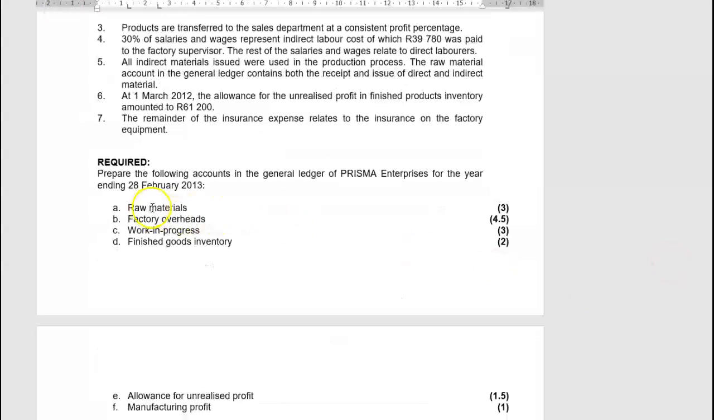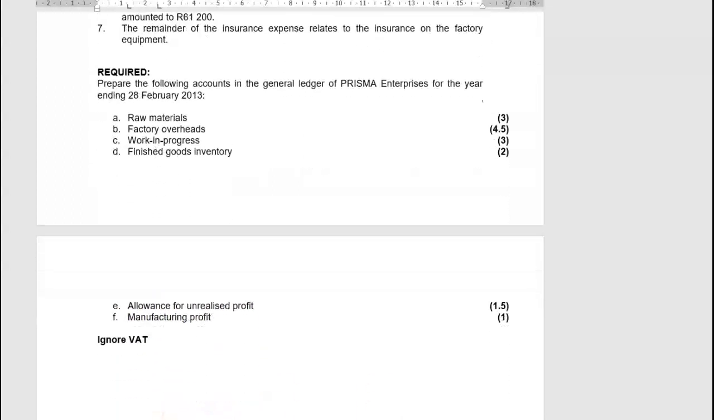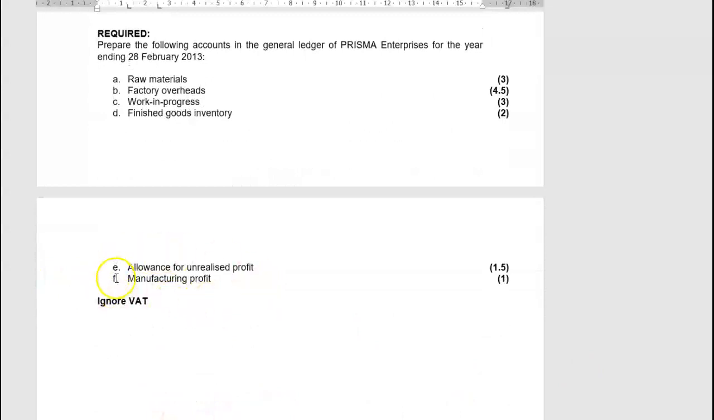They tell us to prepare the following accounts in the general ledger: the raw materials, factory overheads, work in progress, finished goods, allowance for unrealized profit, and the manufacturing profit. Guys, the manufacturing profit is another name for the unrealized profit P&L account. That is exactly the same thing. So manufacturing profit and unrealized profit P&L is exactly the same account.